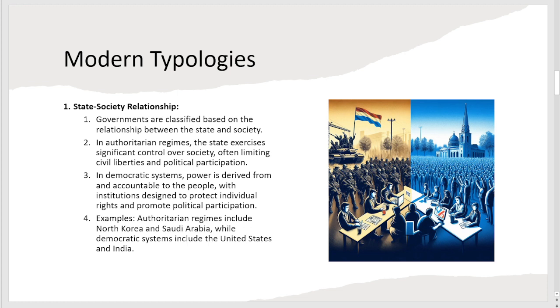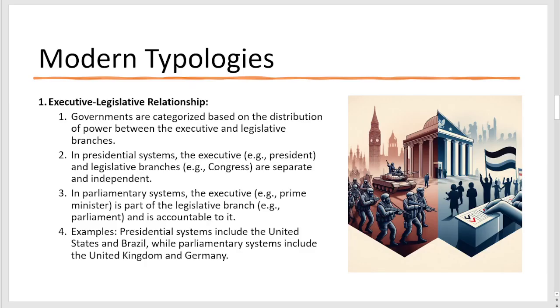Depending on where you sit in your understanding of the topic, you either agree with the state having more power, or you agree with society having more power. You agree with authoritarian regimes, or you agree with democratic regimes. The same can be said between the executive and the legislative: whether you agree with the presidential system, where the executive has more power over the legislative, or the parliamentary system, where the executive is part of the legislative.